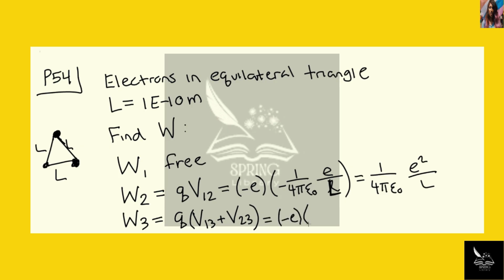You have our negative e, you have our negative 1 over 4 pi epsilon naught e over L, and a second 1 over 4 pi epsilon naught e over L. This is the potential field due to each of the now static charges sitting in place. Adding this all together, we have 1 over 4 pi epsilon naught 2e squared over L.